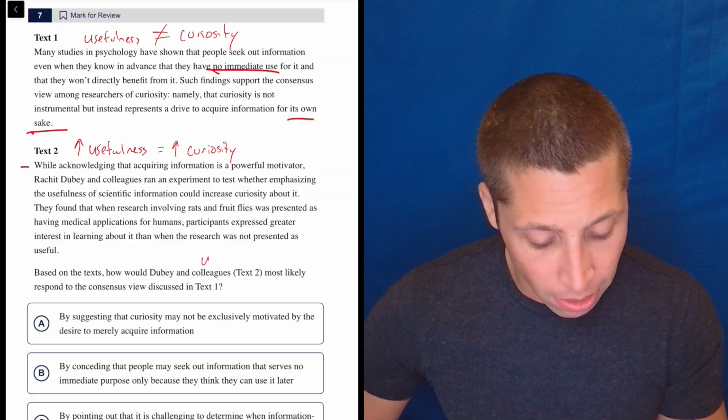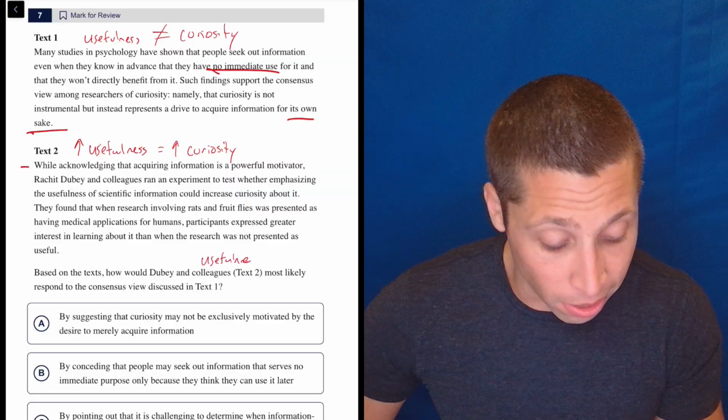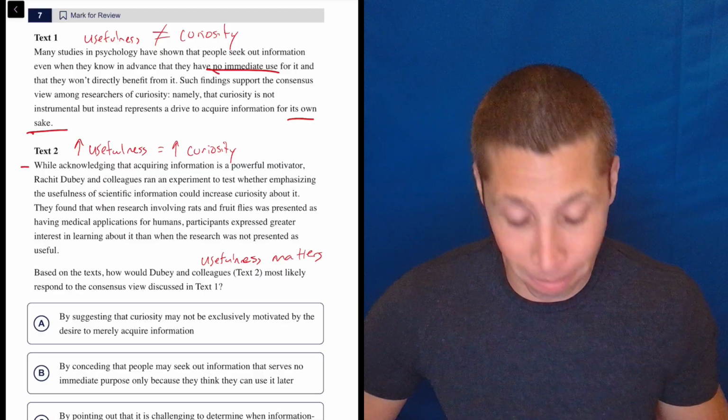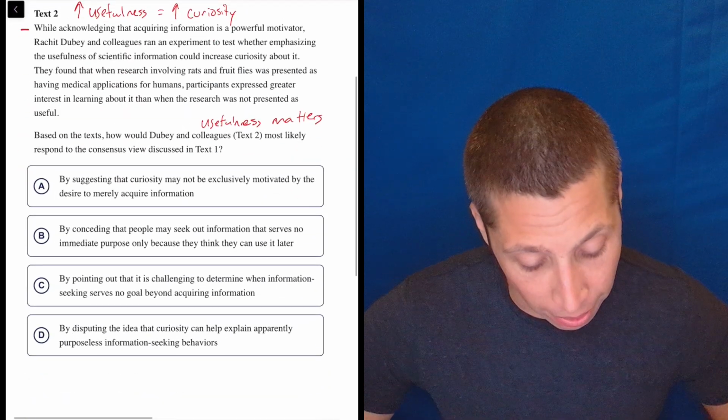Probably something like usefulness does matter. A lot of passages come down to that. Does something matter or not? So let's see what the choices say. Let's see if we can get something out of that.